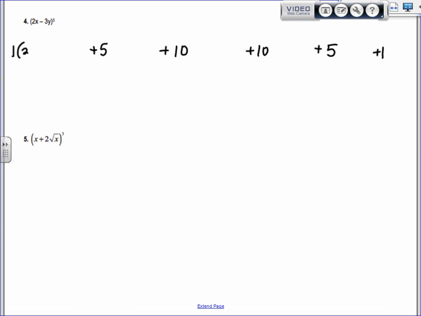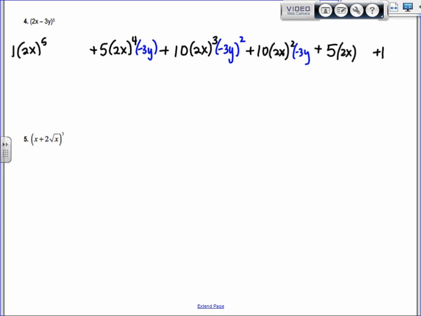All right, so we're going to have 2x raised to the 5, 2x to the 4, 2x to the 3, 2x squared, 2x, right? And then you're going to go through with the negative 3y. So I have no negative 3y's. I have 1 negative 3y, 2 negative 3y's, 3 negative 3y's, 4 negative 3y's, and 5 negative 3y's.